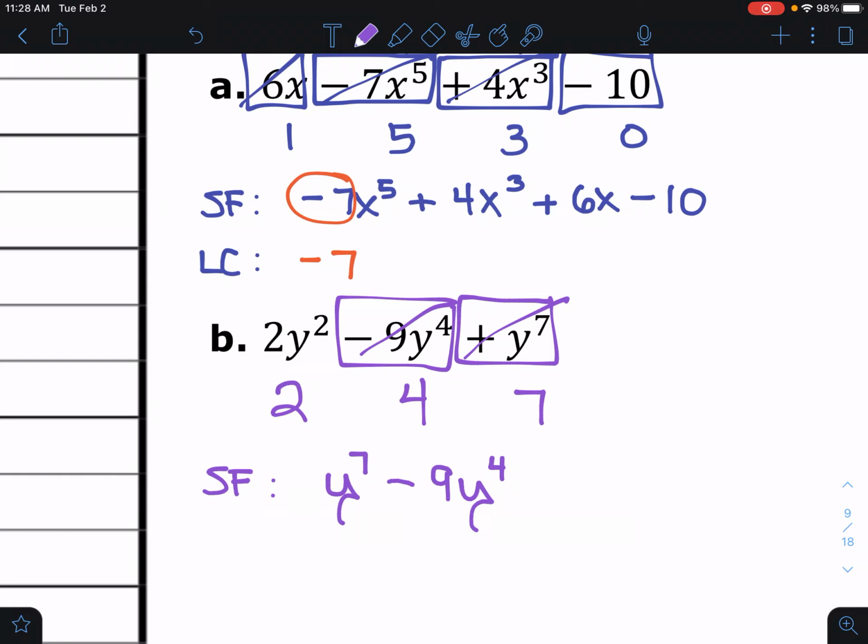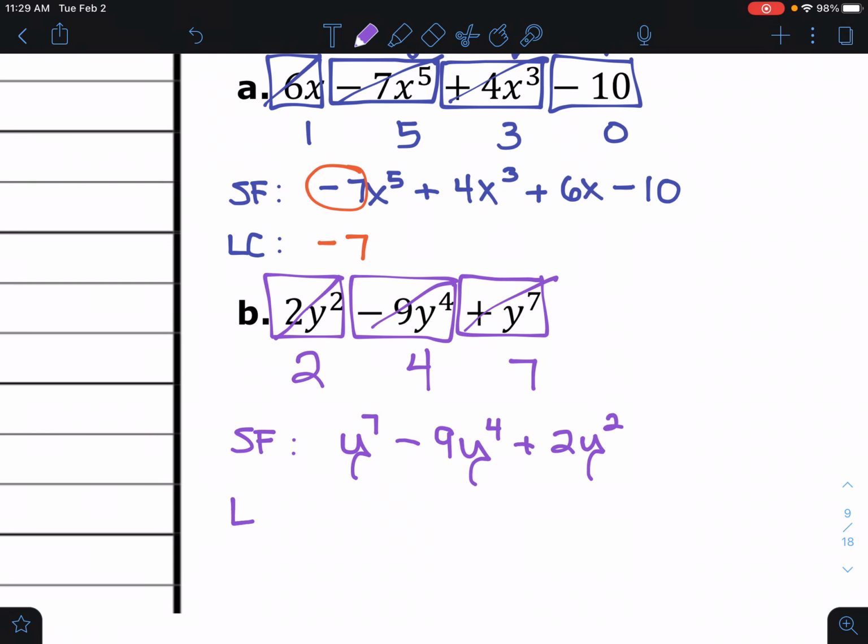And then lastly, this one. So I would have to say plus 2y squared. There's not a plus sign right there, and so I have to add that at the end there. Okay. So that's standard form. Now, leading coefficient. What number is in front? Well, there's nothing written. What does that mean? Remember, that means there's really a hidden 1 there. So the leading coefficient is just 1.